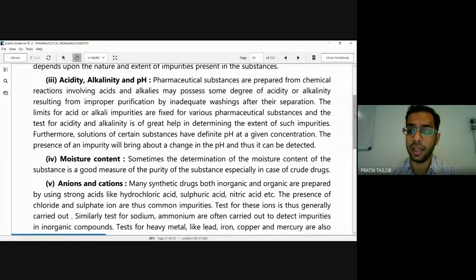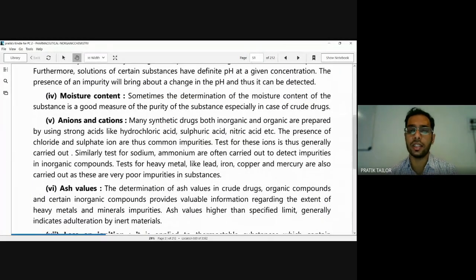Moisture content can be tested by means of loss on drying. You can determine the radicals or the anions and cations which are present in the compound. Suppose you can test for the presence of calcium, carbonate, sodium, ammonium, whatever is supposed to be present. Like in case of calcium carbonate, sodium chloride is an impurity, so you will perform a test for sodium, and a test for presence of chloride. So simply you will take the rinse washing which we have done, add AgNO3 and check the presence of chloride. So this is how you can perform a test for purity.